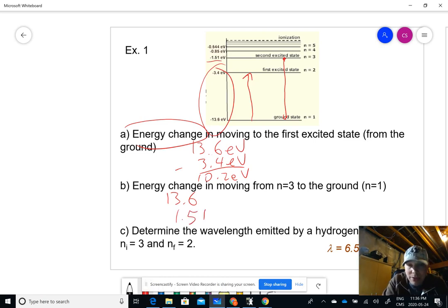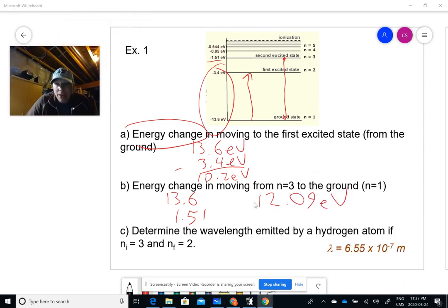Okay, and that's going to give me my value here. So let's see here, that would be what? 12.09. Is that right? I think so, 12.09. So that's the amount of energy that would be given off if you go from n equals 3 to n equals 1.